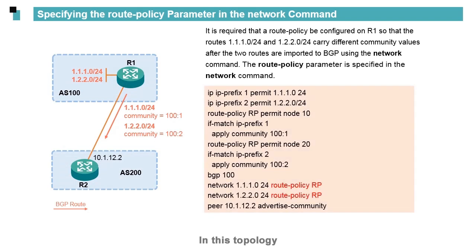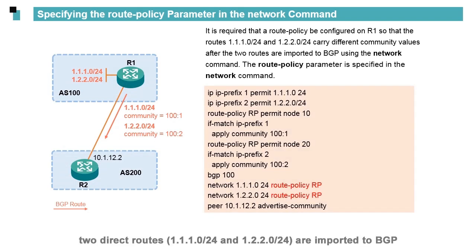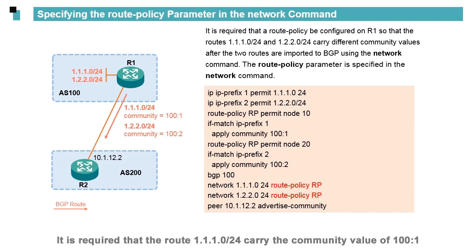In this topology, two direct routes 1.1.1.0/24 and 1.2.2.0/24 are imported to BGP on R1 using the network command. It is required that the route 1.1.1.0/24 carry the community value of 100:1, and that the route 1.2.2.0/24 carry the community value of 100:2. The key configurations of R1 are shown on this slide.